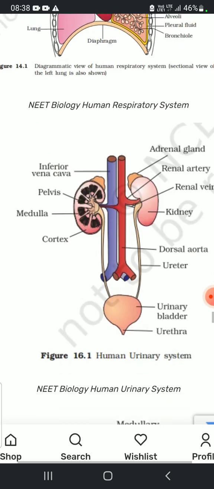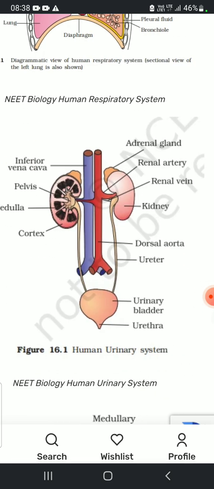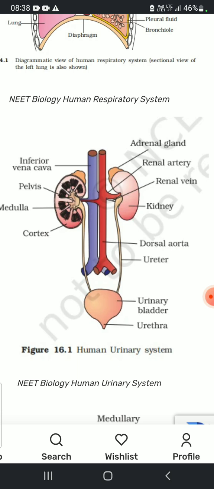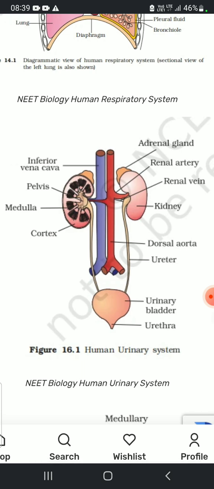Next we have the human urinary system. Adrenal glands are present above the kidney. We have inferior vena cava on the left side. On the right side we have dorsal aorta. So remember which is on the left and which is on the right. On the right side we have dorsal aorta, left side we have inferior vena cava.